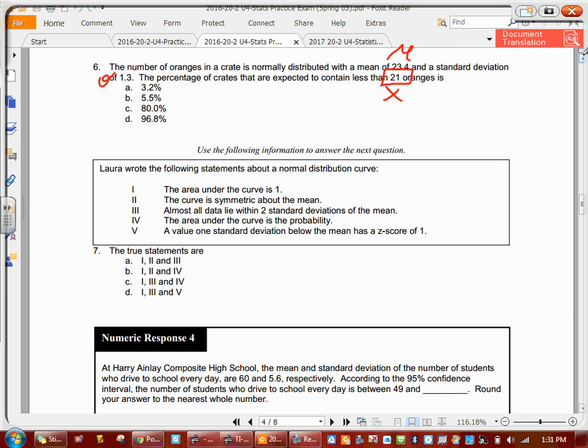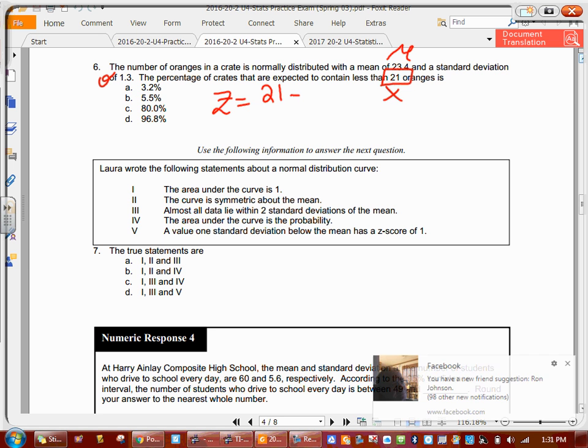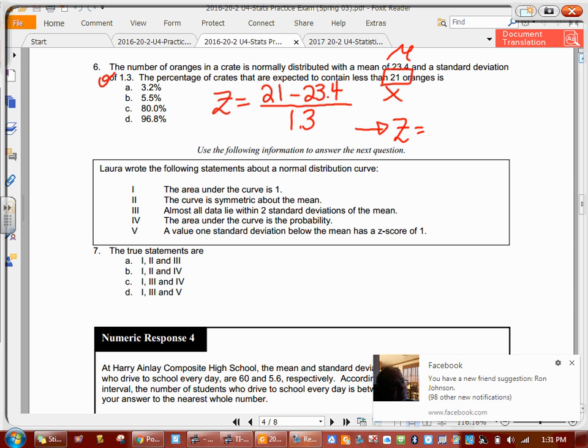So, back to the z-score formula. 21 minus 23.4 divided by 1.3. That's going to give us Z. That's going to give us a z-score of -1.85.